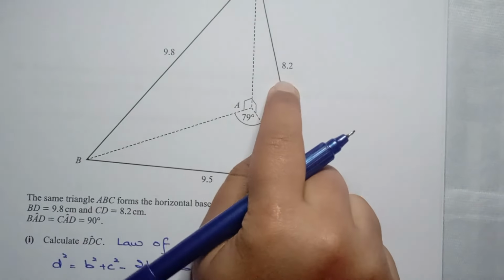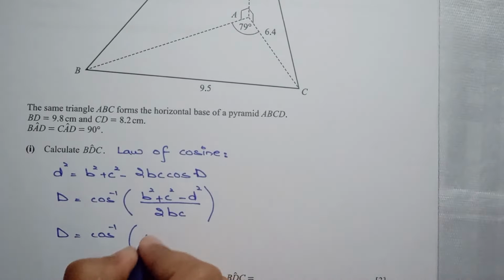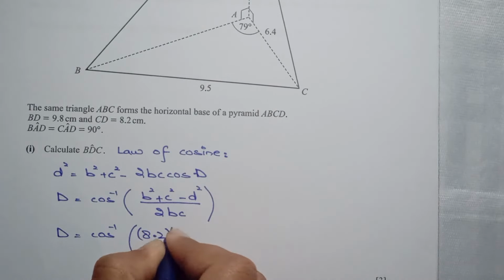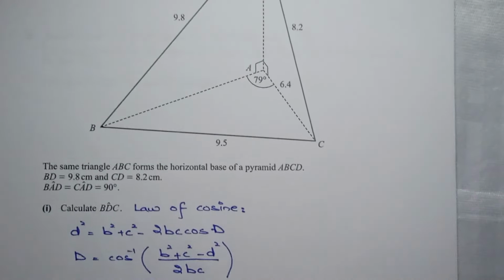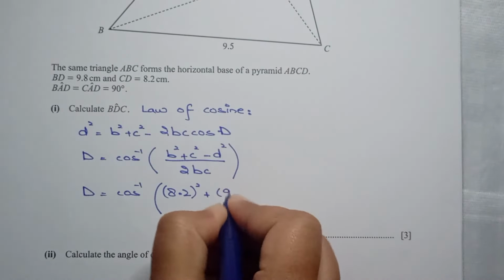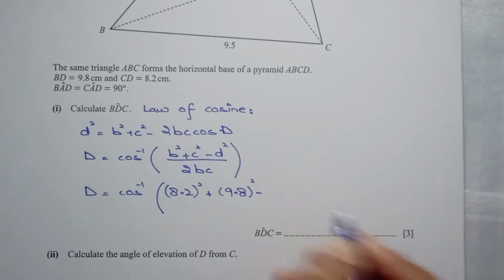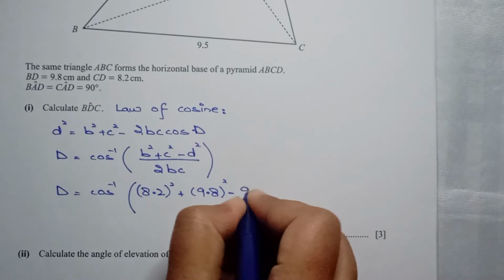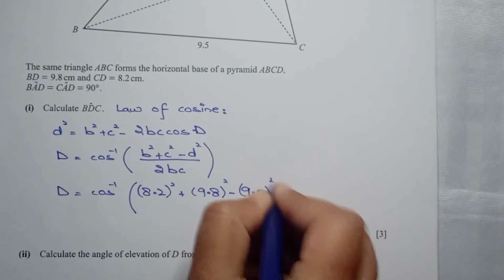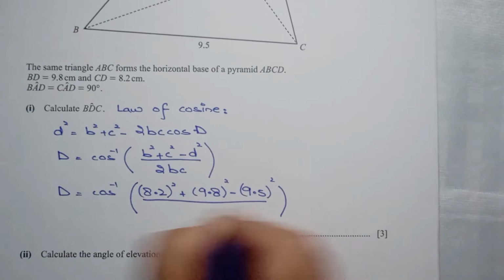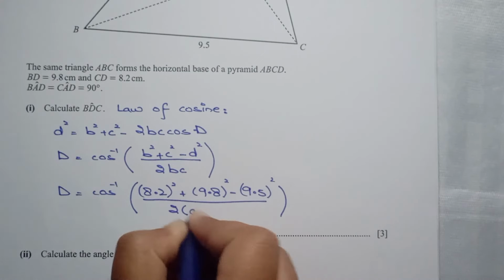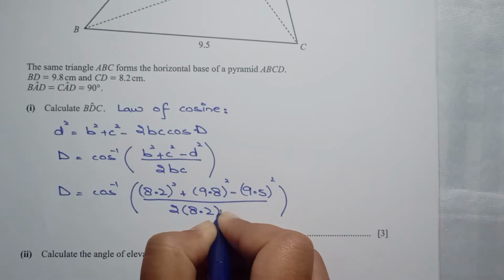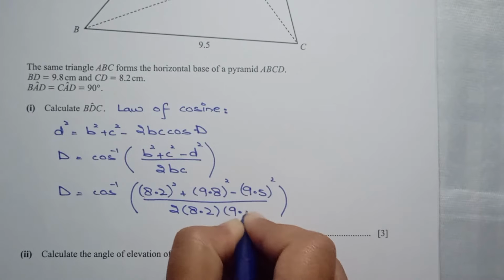Now D would be equals to cos inverse of, now what is B? So B is 8.2. So it is 8.2 whole square plus C, the front of angle C is 9.8. This is 9.8 whole square minus D, the front of the D is 9.5. This would be 9.5 whole square divides 2, the B is 8.2, into the C value is 9.8.